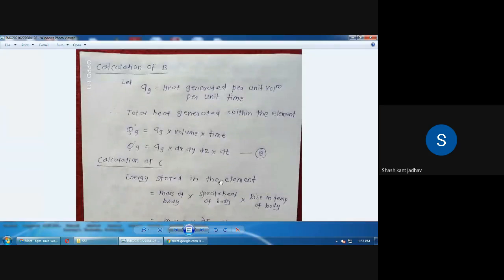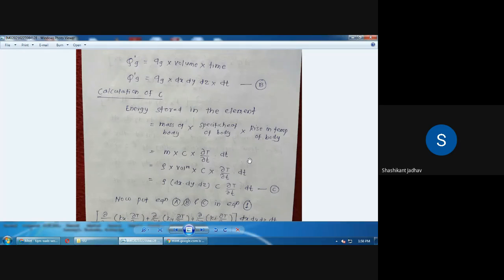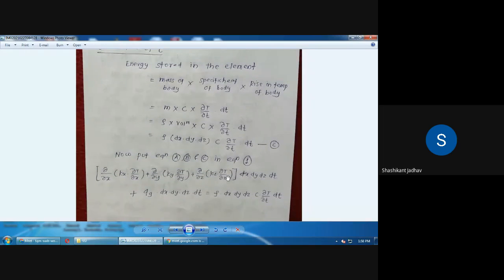Then after that, we did the calculation for part B. We know that qg is nothing but heat generated per unit volume per unit time. So from that we get the value of q'g, that is equal to qg into volume into time. Similarly, we did the calculation for part C. That is energy storage, and what is the equation for energy storage? That is m Cp delta T. By using that, we get the equation for the calculation of C, and then we put these A, B, C values into the equation. Then we get the final equation.